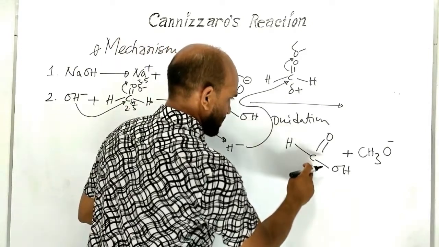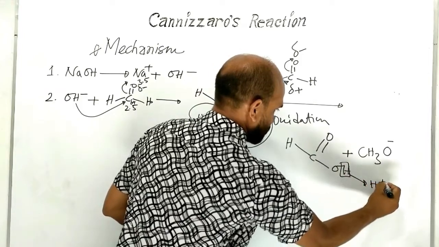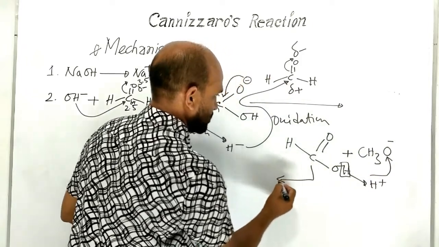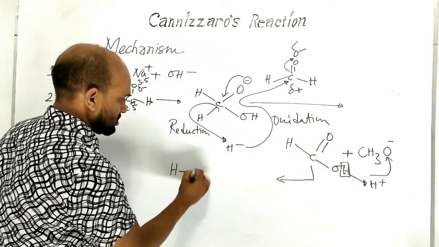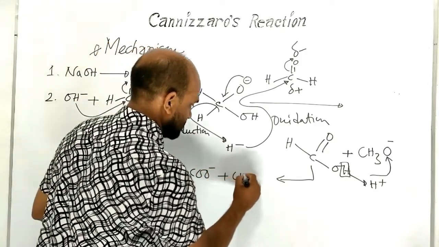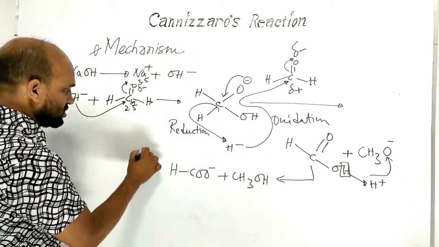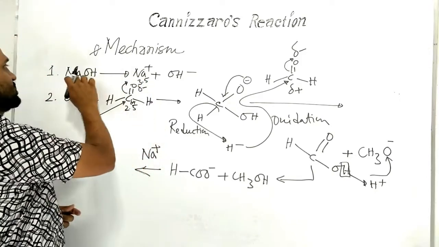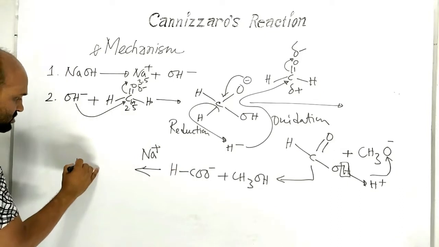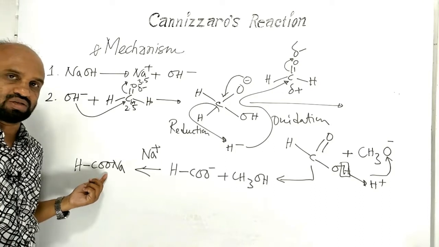As this is acid, it donates this proton, hydrogen as proton, and this proton bonds to this oxygen. Then we get formate ion and methyl alcohol. This formate ion combines with this sodium, which is produced in the first step. Then this formate ion turns into sodium salt of formic acid.